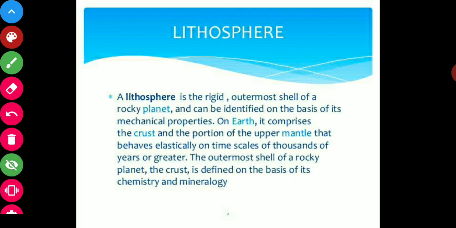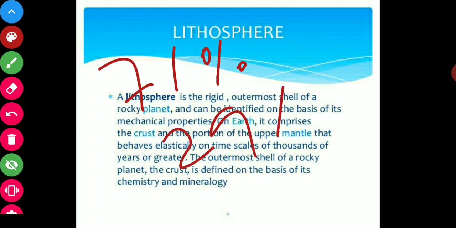About 71% of the Earth's surface is covered with water, and the remaining 29% forms the land surface. The large land masses are called continents, while the huge water bodies are called oceans.